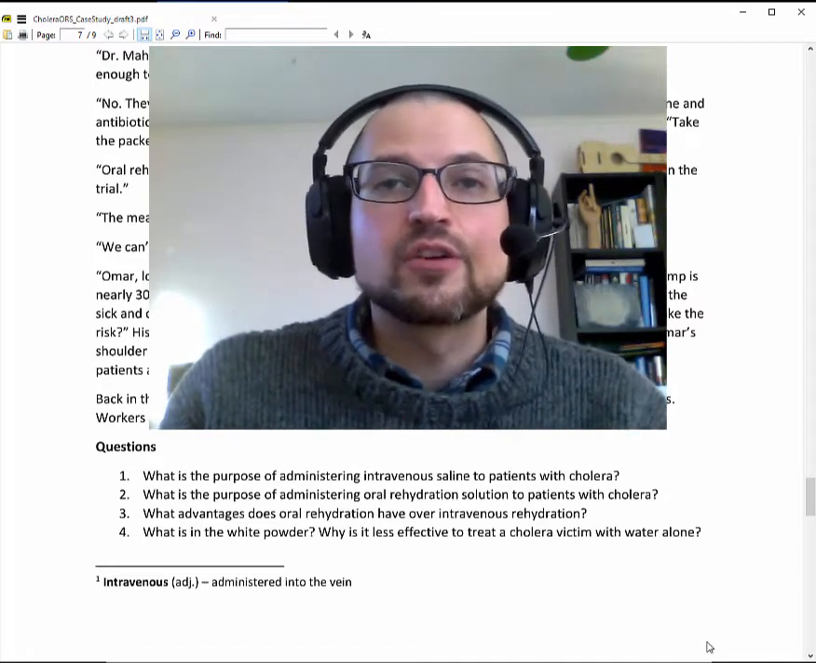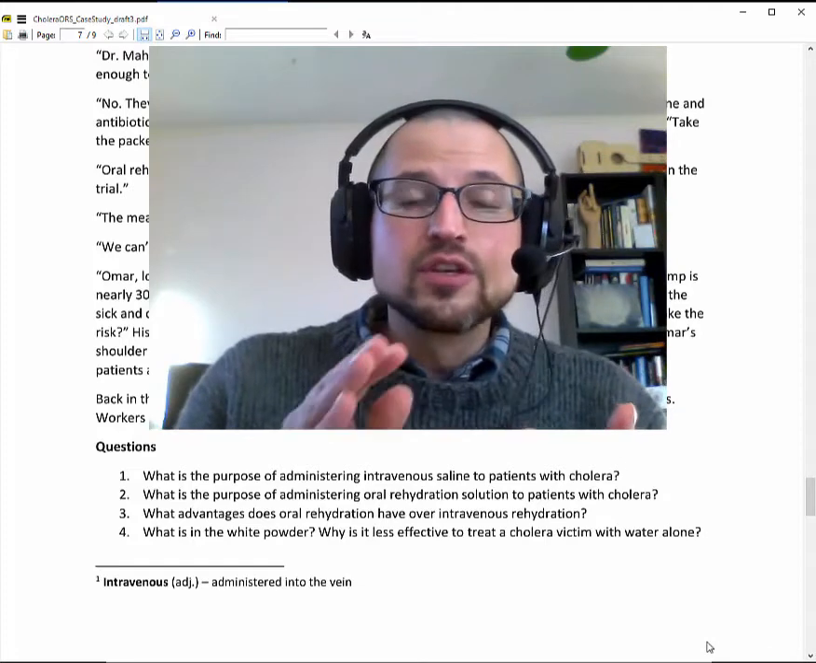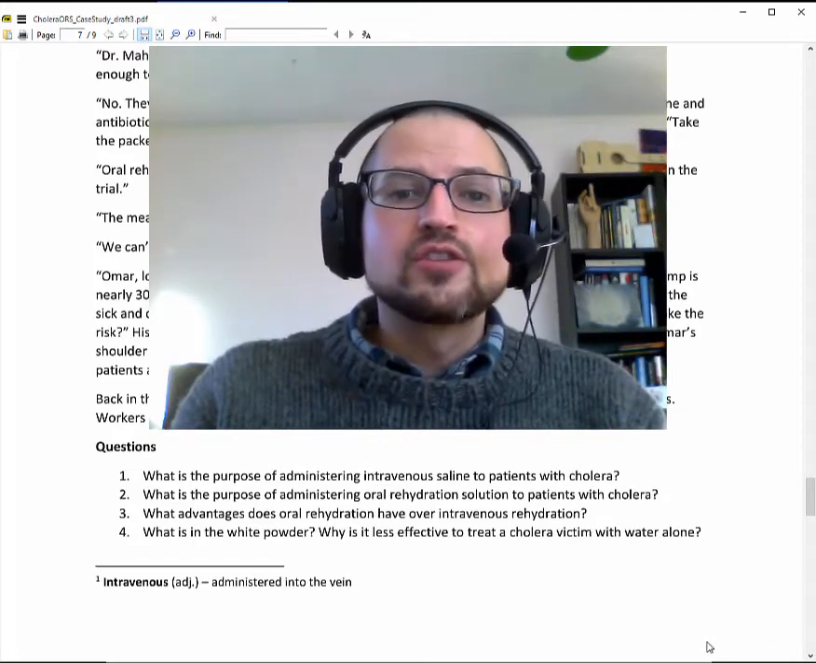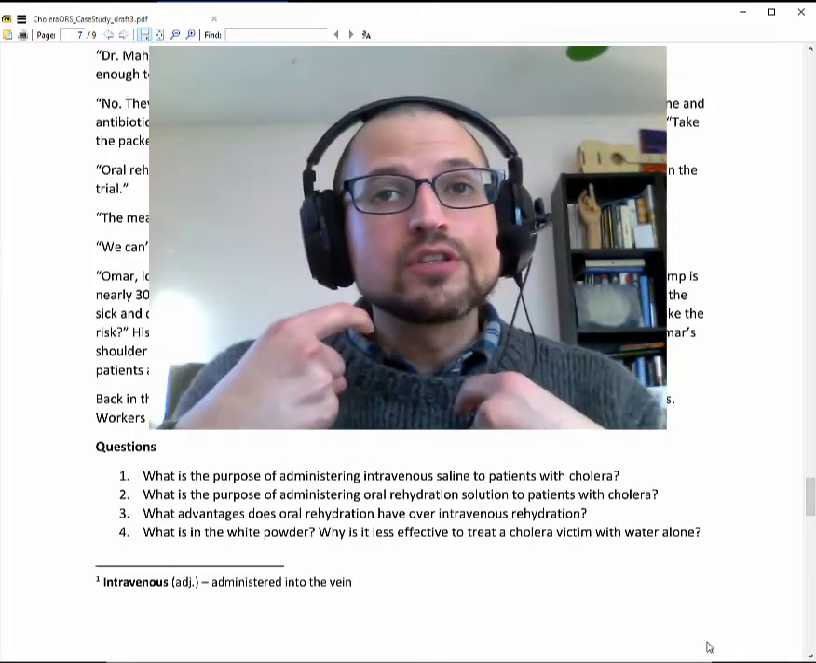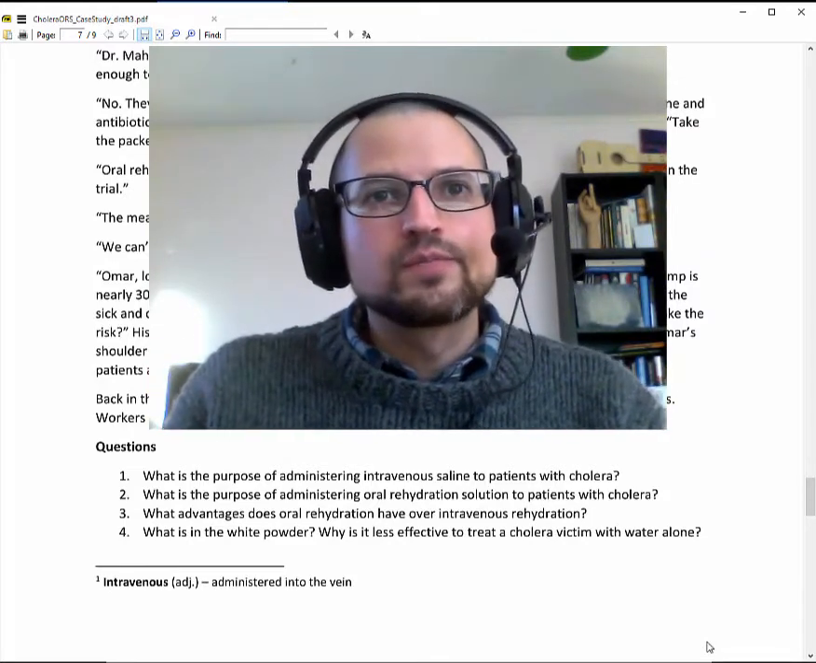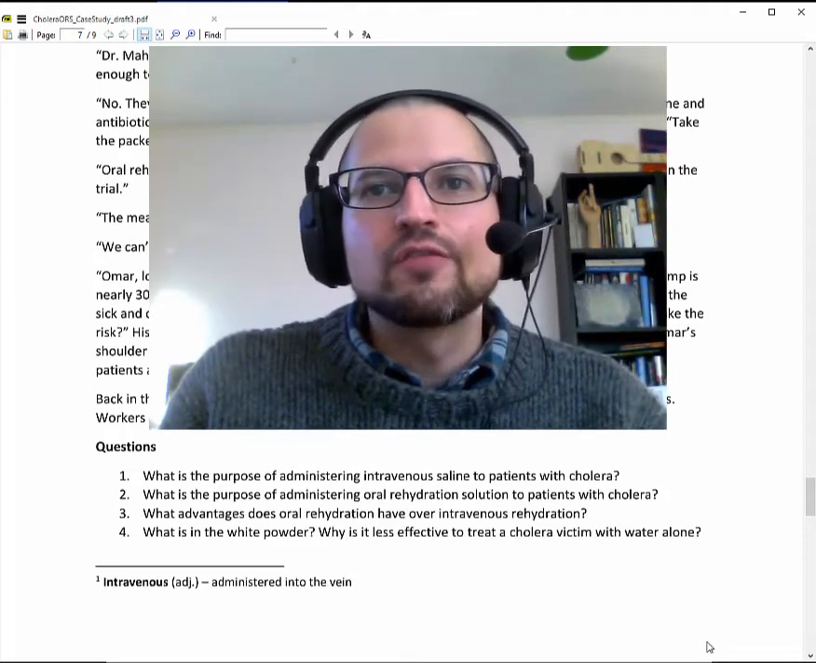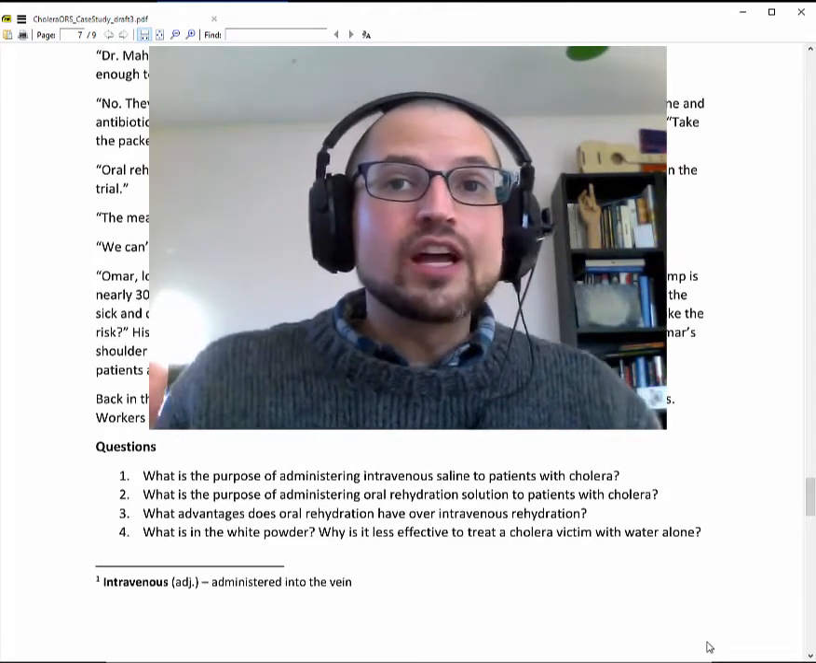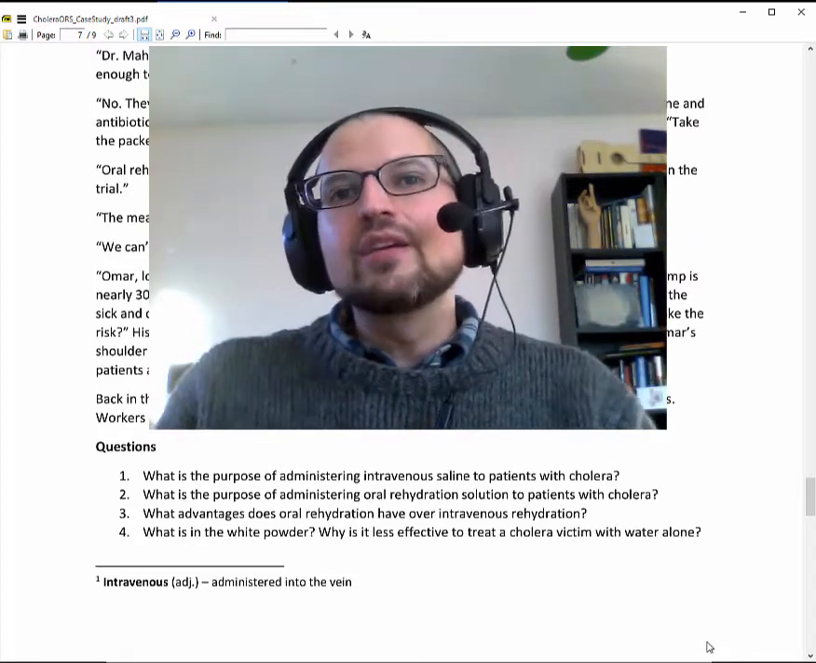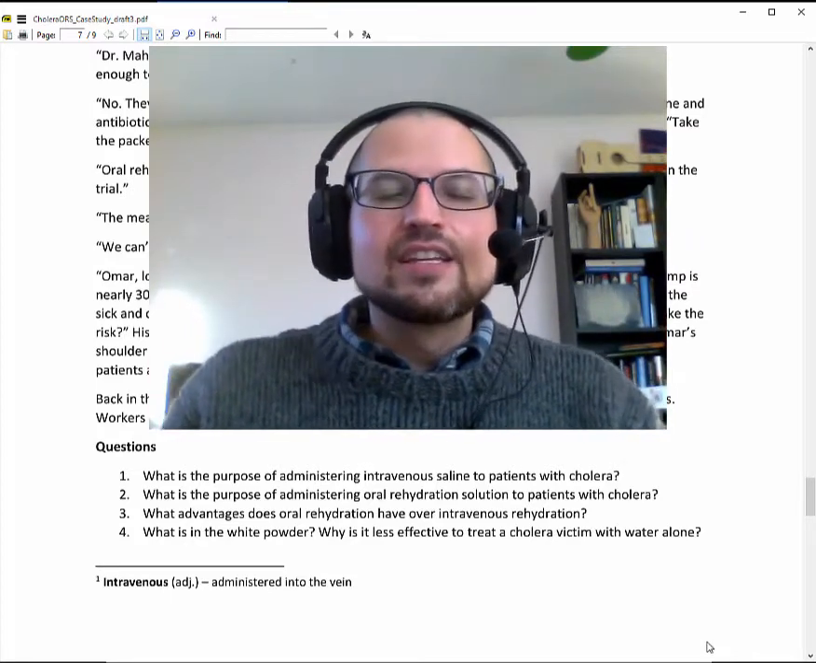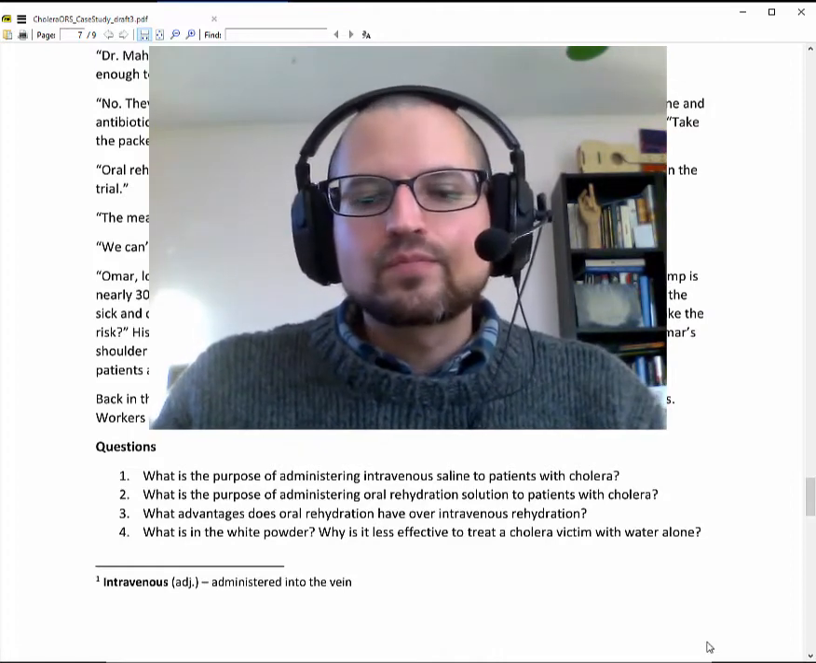What is the purpose of administering oral rehydration solution to patients with cholera? Well, it's the same thing. We're trying to replace fluids. We're trying to replace salts. We're trying to counter that dehydration. We're just going through the oral route rather than the intravenous route. Next question is, what advantages does oral rehydration have over intravenous rehydration? Well, intravenous rehydration, in some ways, is the gold standard. If you can get those fluids directly back into the vein, that's ideal. You're going to reverse the dehydration the most quickly.